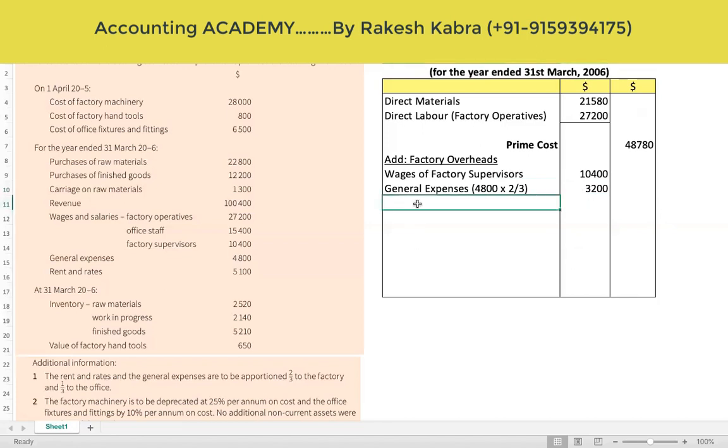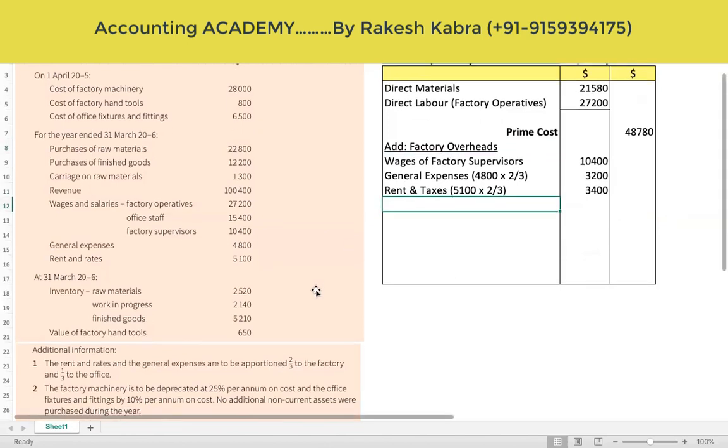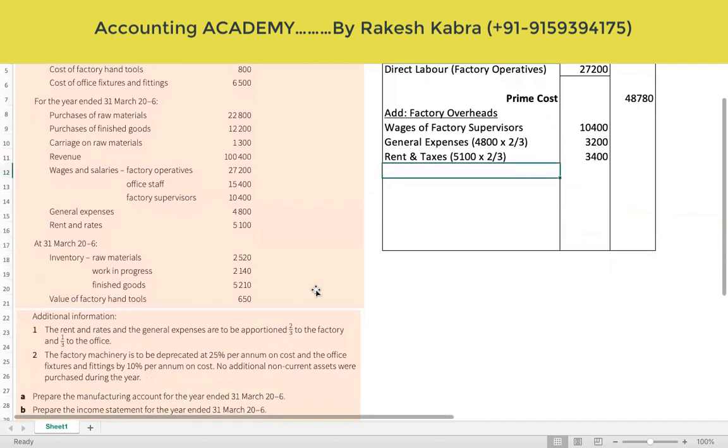And same I will do with rent and rates. Rent and taxes. Tell me total how much did I pay? 5,100. And two-third I will take. So 5,100 multiplied by 2 divided by 3, 3,400 rent and rates belongs to the factory, right? After that, if we read point number two, which is given as additional information.